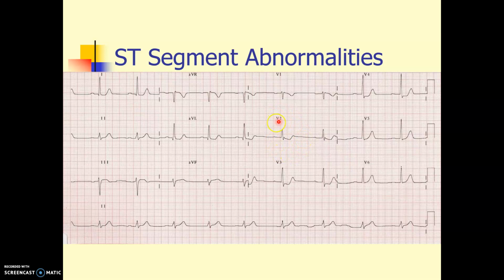When you see this pattern, think posterior MI. What's your next step? Most sensible next step here would be to get your posterior leads done, V7, V8, and V9 behind the left hemithorax. And those will show ST elevation if this is a true posterior MI.